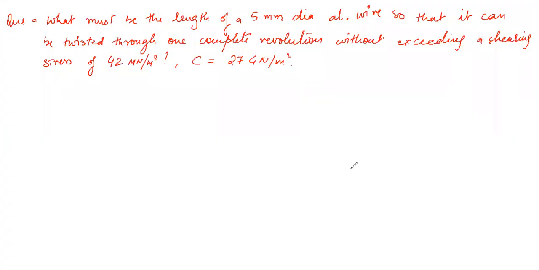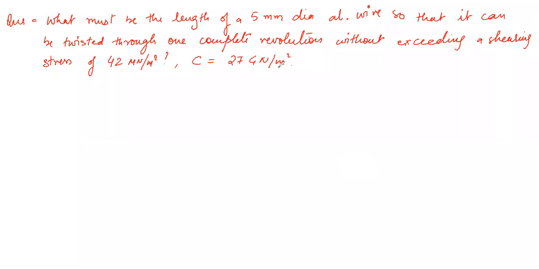Is it? So let's see one question. I'm going to write it, right? So class, let's see how this question works. What must be the length of a 5 mm diameter aluminium wire so that it can be twisted through one complete revolution without exceeding a shear stress of 42 mega Newton per meter square? And the value of C is given as 27 giga Newton per meter square, right?